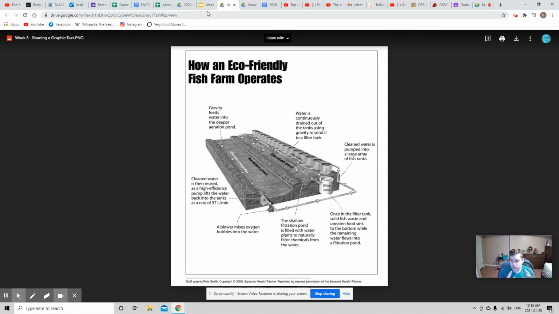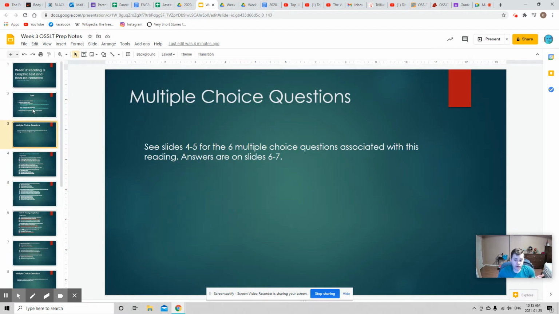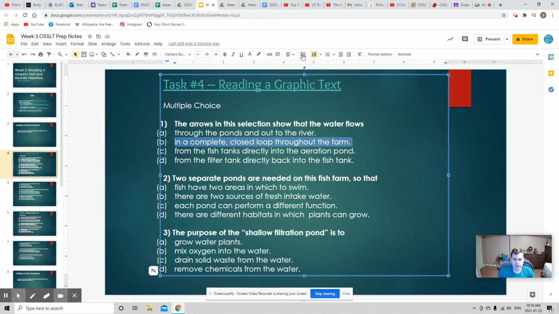And since these are very short reads, I'd recommend reading this 2 or 3 times if you didn't quite get the answers. The answers are posted on slides 6 and 7. And that's all there is for the graphic text. You'll have a different graphic text on the actual test, but it'll be 5 or 6 multiple choice questions, and that's it. So there is no writing for this one. So just pick your answer, say, that one, highlight it, and then compare it to the answers.